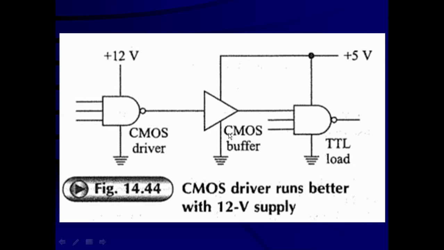When the output of the CMOS is going to be high, what happens? The input of the CMOS is 12 volt, but the output of the CMOS driver is only 5 volt, and that is compatible with the TTL load. That way the CMOS driver can drive a TTL load with a low and high state in a valid way.